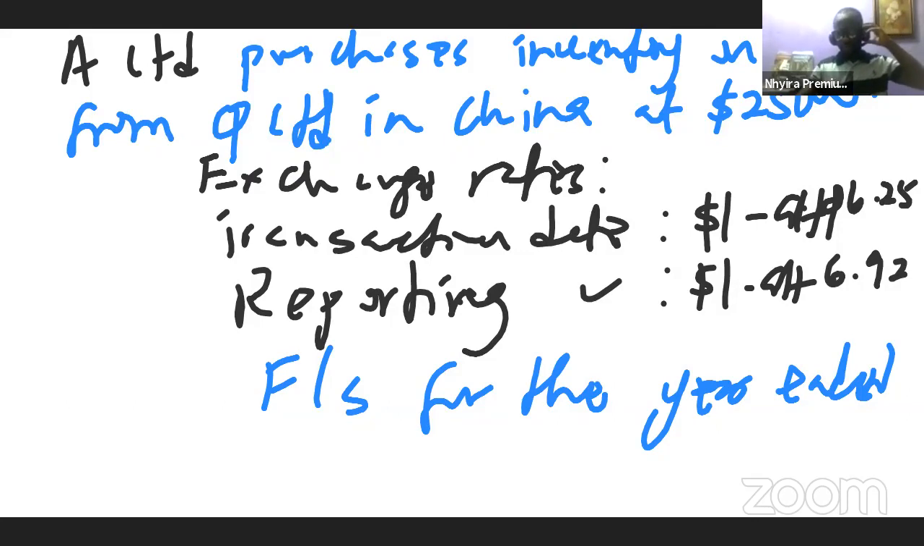Can we go? So we are interested in the $25,000. The exchange rate is very, very important: 6.25 at the transaction date, and then 6.92 on the reporting date. So how do we account for it? Like I said earlier, we will do initial recognition.